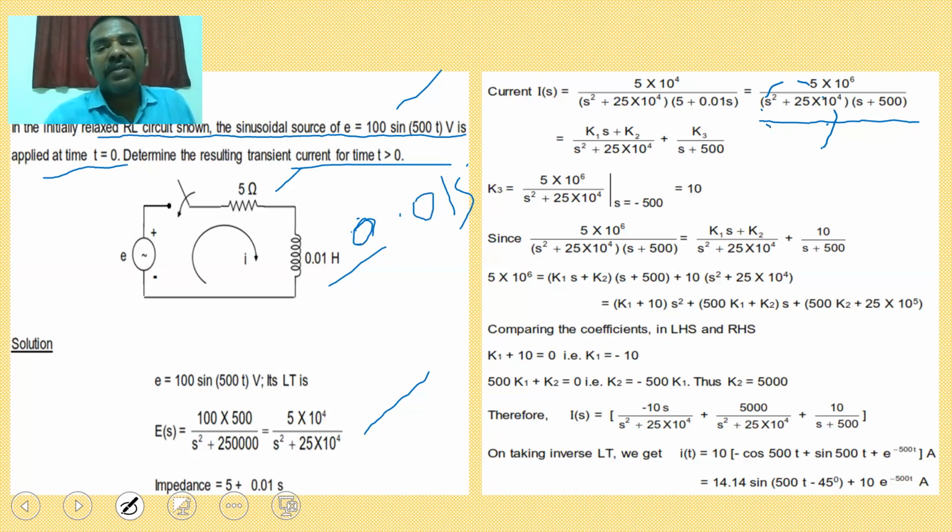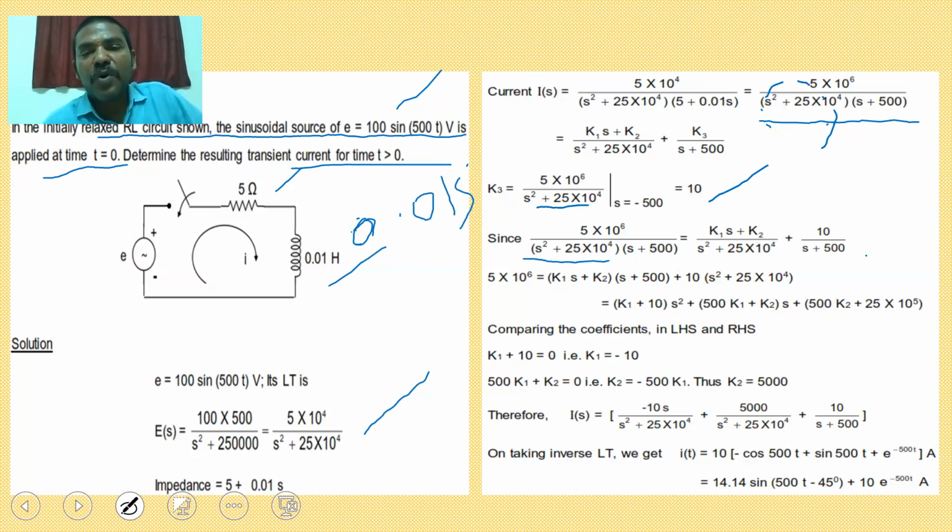By substituting this you get 5 into 10 power 6 divided by s square plus 25 into 10 power 4, such that s is equal to minus 500. So you are getting the value 10. Then for finding the values of k1 and k2, you have to go for I of s equal to s square plus 25 into 10 power 4, such that s is equal to minus 25 into 10 power 4, you have to substitute. So for that, the equation will be like this.